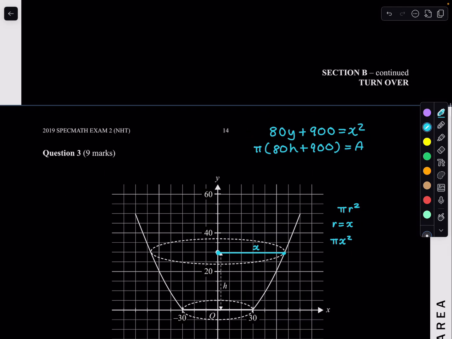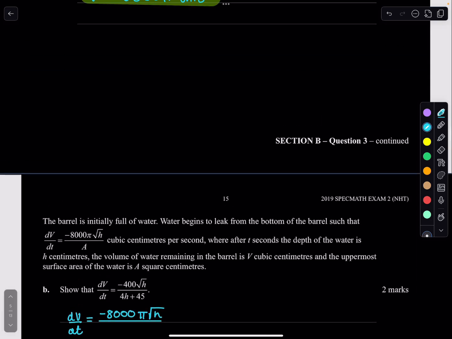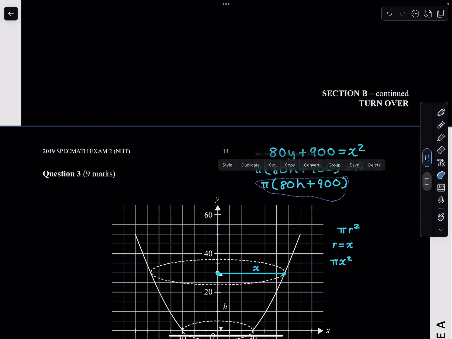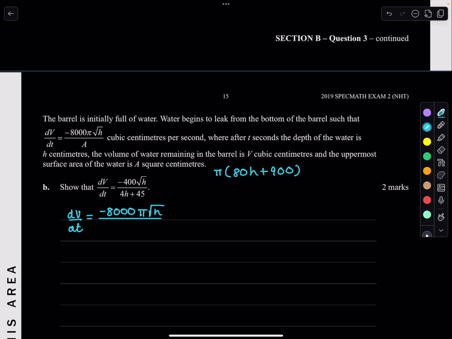So let's write that down into our equation. We know that dV/dt is negative 8,000 pi root h, and A, where A, I'm just going to copy this part here and bring this down here, which is pi (80h plus 900). Done. I'm going to rub this out.